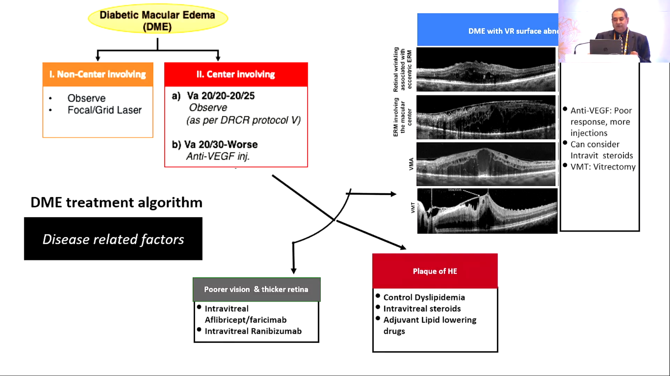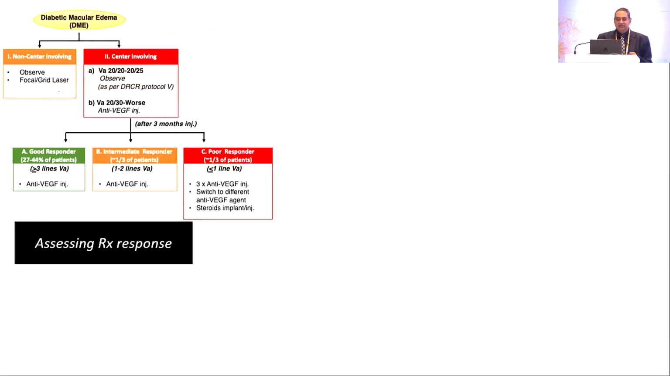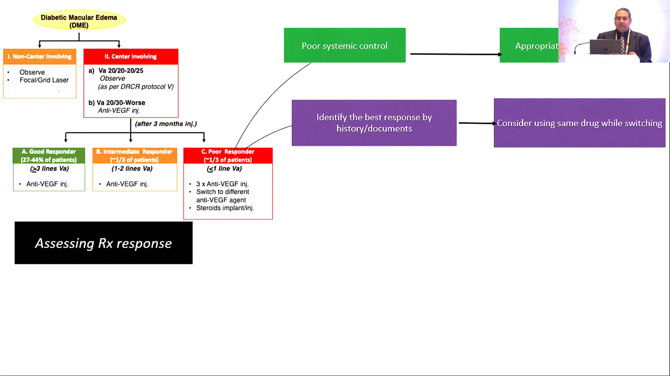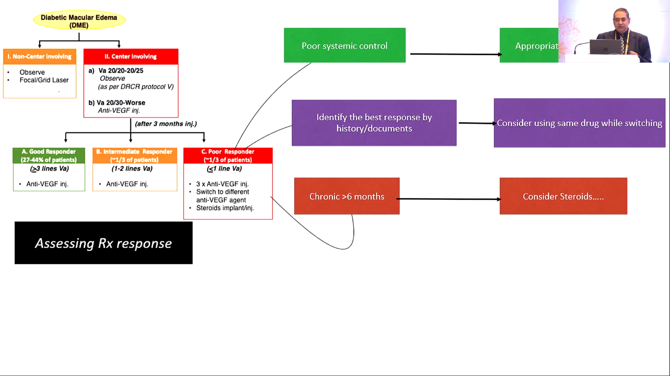If there are vitreoretinal surface abnormalities, they have a poorer response and need more injections. And if there is traction, vitreomacular traction, vitrectomy is something you can consider. So you start assessing the response, and if there is poor systemic control, you make an appropriate referral. When they are poor responders, you also try to understand how many previous injections they have taken and which gave the best response, and consider using the same drug when you are switching.